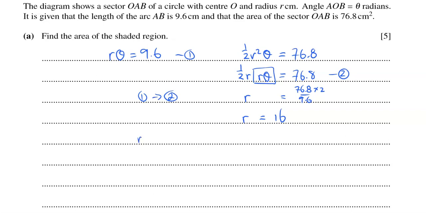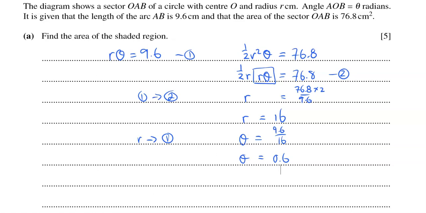For theta, we take r, we substitute it back into one of the equations. The easiest one, of course, is equation number 1, and we will get theta is equal to 9.6 divided by the radius, which is 16, and that gives us an angle of, oh, nice, 0.6.